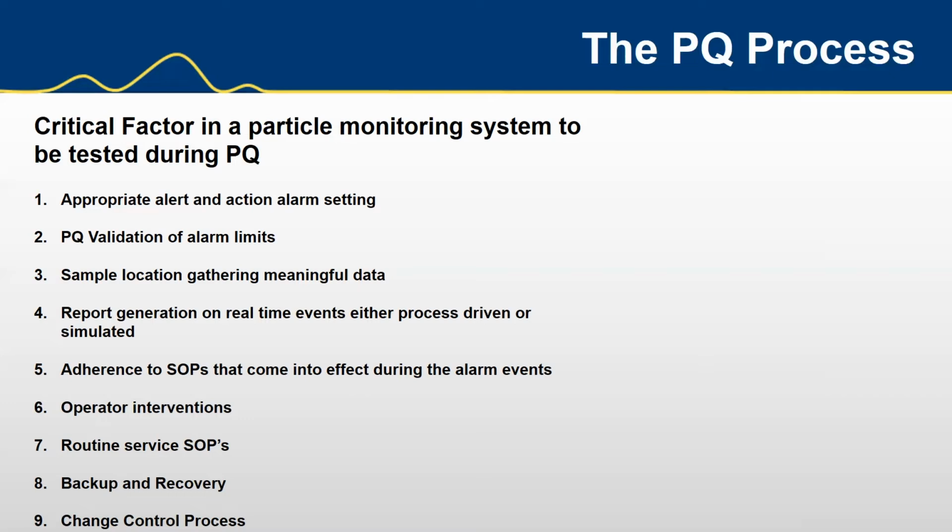How was that alarm escalated? Where is the data? How is it copied? Where is it stored? What impact did it have on the product? What impact did it have on safety? You want to look at operator interventions, what impact that has on product. Look at routine service SOPs. Make sure you've got SLAs in place. Make sure you're able to set up your calibration requirements and be notified when calibration's due.